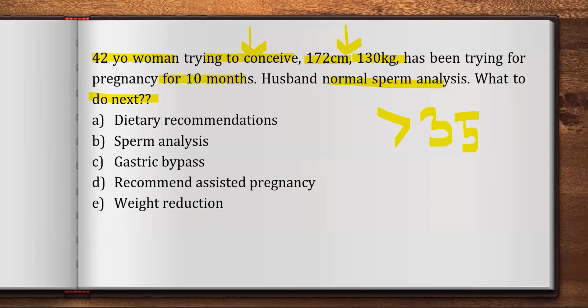And what is the reversible factor here that you can see? First of all, we always need to consider the husband or the partner's problem. So the partner is good, the sperm analysis is normal. If sperm analysis was not done, the first thing we would ask her to do is the sperm analysis. But that has already been done. So the next thing is, what is the reversible thing here we need to look at?